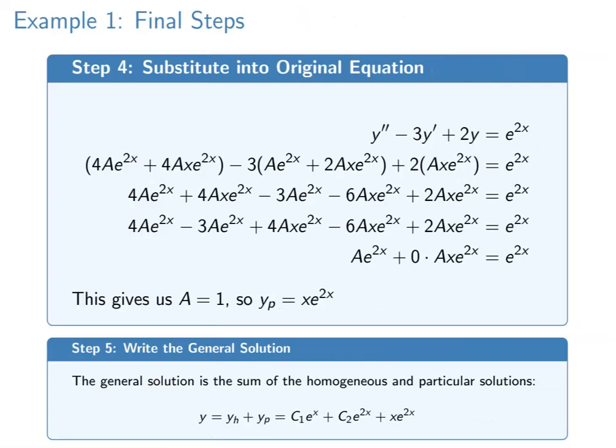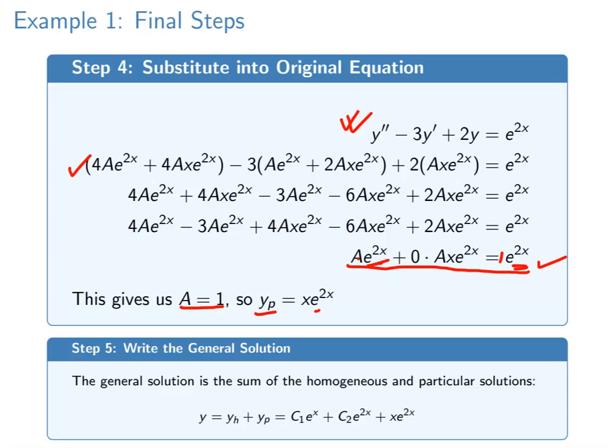Now if I plug that into the original equation and reorganize, we'll finally get this, and from both sides we have to check the coefficients, and from that we'll get the value of the coefficient. So on the left hand side and the right hand side, we have e to the power 2x, so we have to match the coefficients. Here it is a and on the right hand side it is 1, so a will be 1, so yp will be x e to the power 2x.